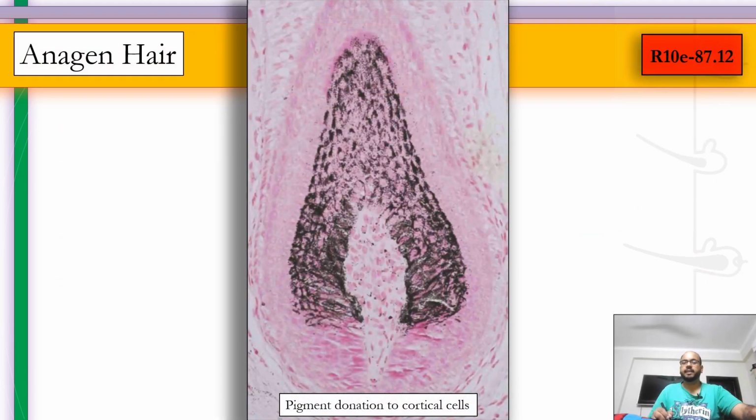Now this is anagen hair, and in this picture which I've taken from Rook's page 87.12, you can see that the pigmentation from the follicle's melanocytes is going to the cortical keratinocytes only. So these are cortical keratinocytes. This will eventually form the hair shaft, and that is why only the cortex of the hair shaft is the only thing colored. Clear? Let's move forward.